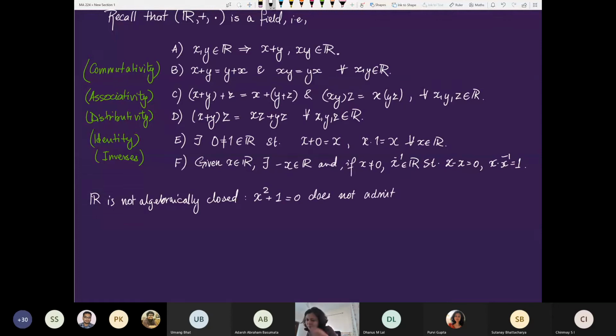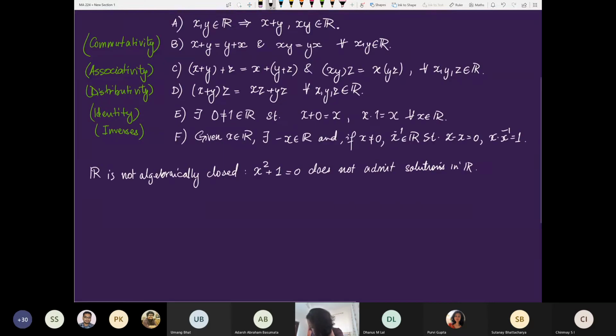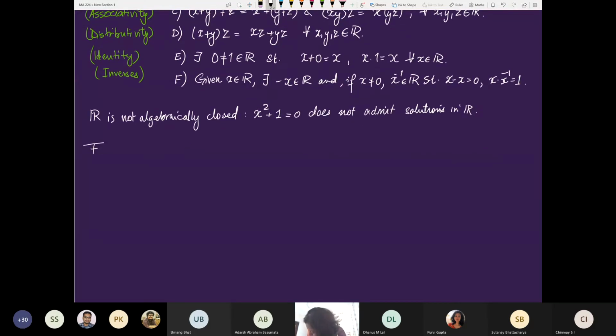You know this as negative numbers have no real square roots, so it does not admit solutions in R. So formally, if you want to understand complex numbers, C is the algebraic closure of R, but in other words, it is the extension field, an algebraic extension field.